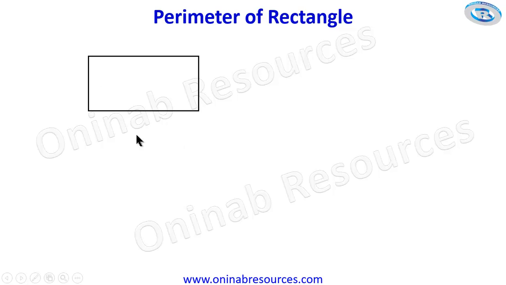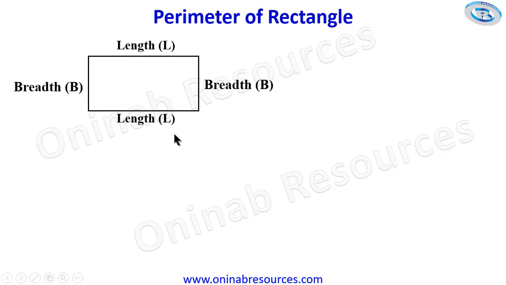So we have the rectangle here. Here is the length, the breadth, the length and the breadth. We shall be representing the length with L and the breadth with B. Be informed also that the breadth is also known as the width. So we look at the perimeter.